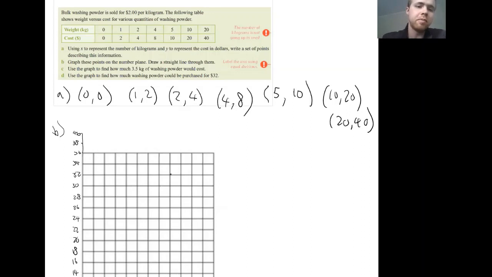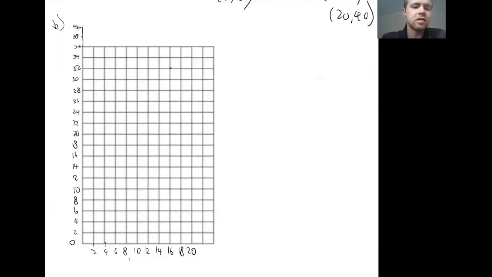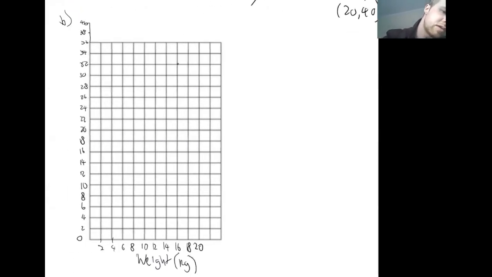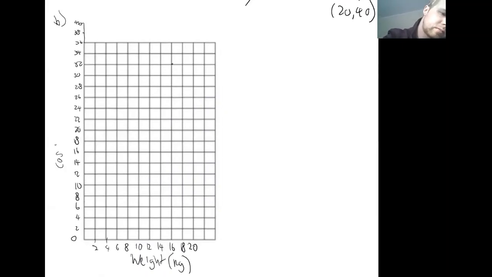So you can see here my number plane has magically appeared, and I've drawn my axes as such, going up by 2s, and on the bottom here I have my weight in kilograms, and on the left, on the vertical axis, I have the cost in dollars. In your grid book, you'd make sure that you've labeled it out nice and neatly. It's very important that we are precise with this.